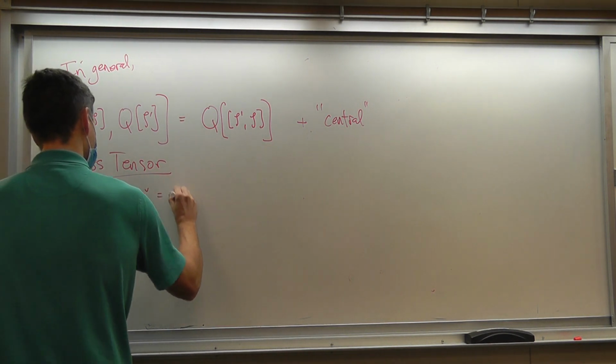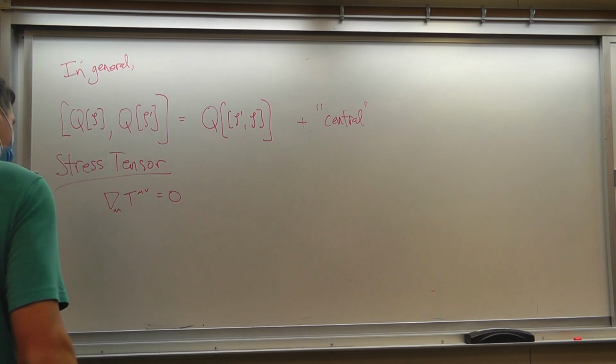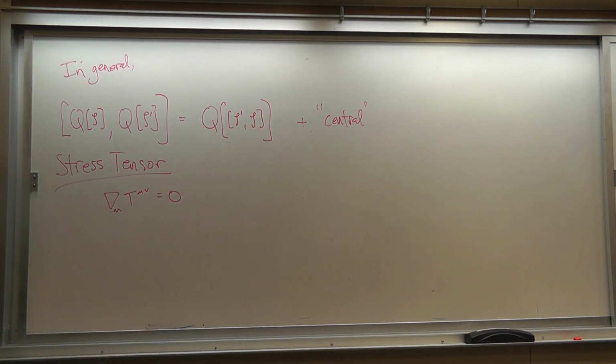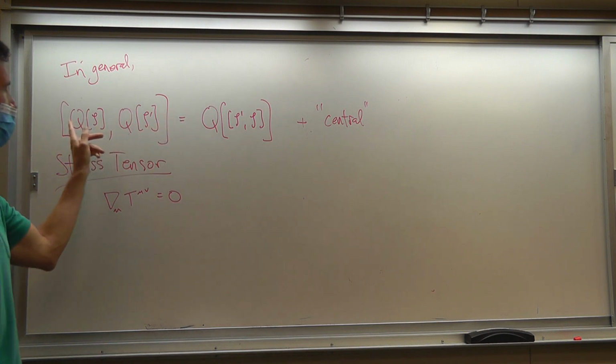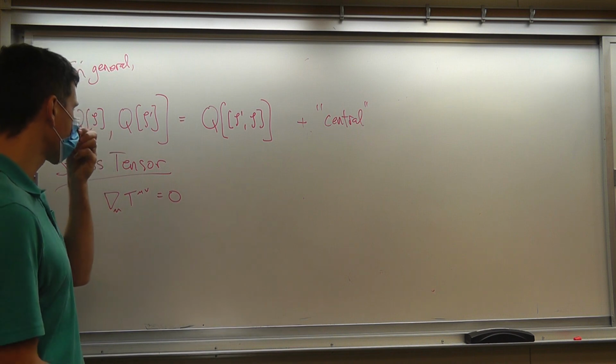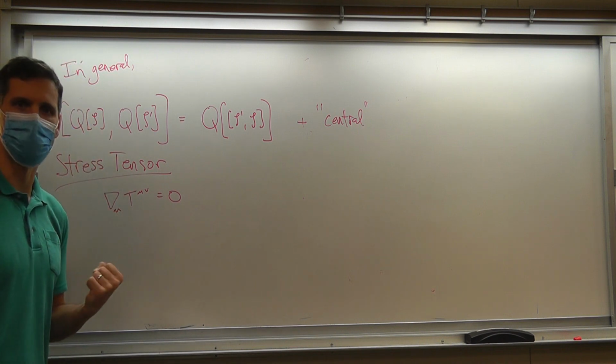Stress tensor is conserved. Sorry, classically, is that the Poisson bracket? The commutator between charges? Yeah, well, there might be some i's or something. Okay. If you want this to be a Poisson bracket, what I'm writing here is the commutator algebra. Okay. Yeah.